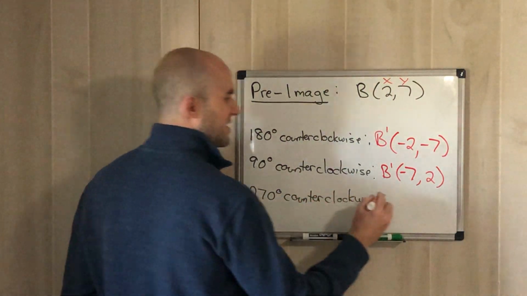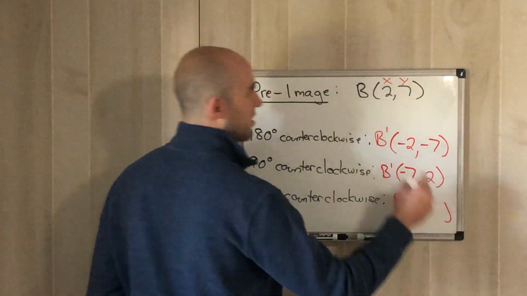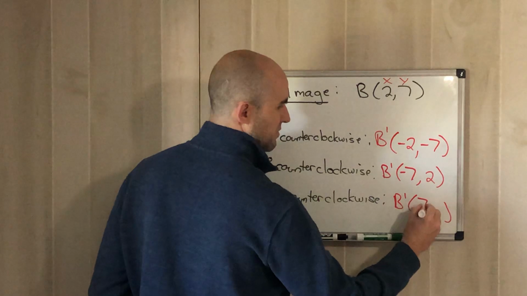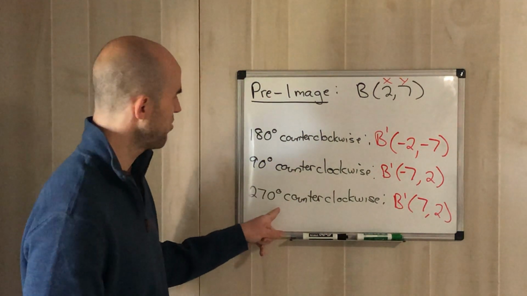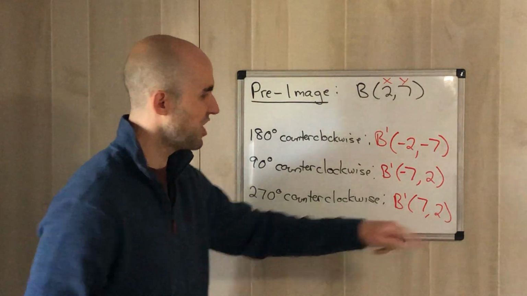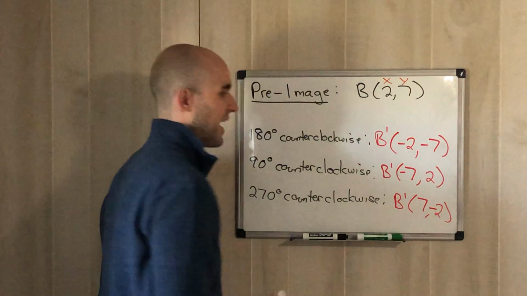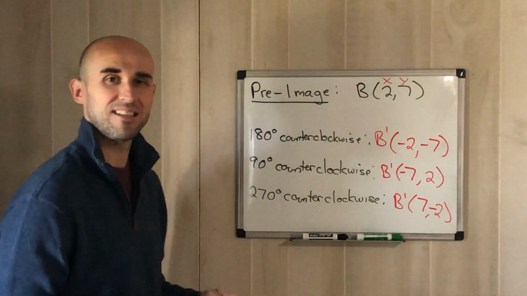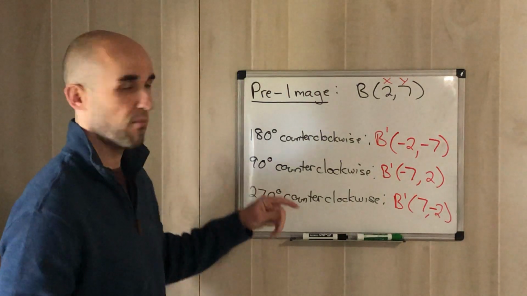When it's 270 degree counter, again, the same thing. We're going to flip the order. Instead of being 2, 7, it's going to become 7, 2. And now instead of changing the first term, whenever you rotate 270 counter, we always change the second term. If the second one is positive, it's going to become negative. And again, that's it, guys. It can seem confusing sometimes, but always remember, it is that simple.